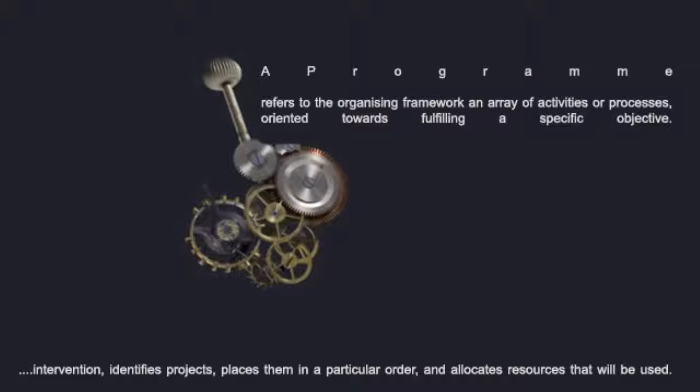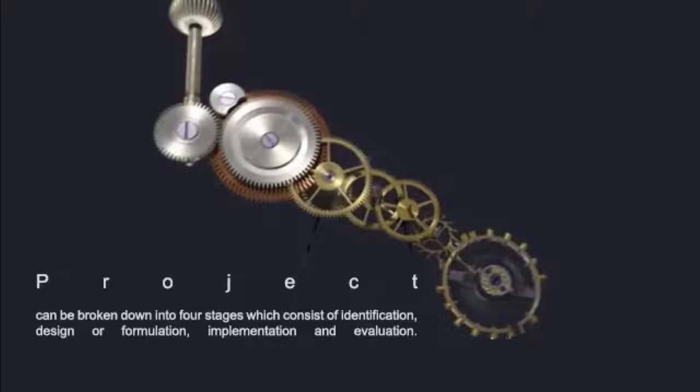A program refers to the organizing framework, which consists of an array of activities or processes orientated towards fulfilling a specific objective. It establishes priorities for intervention, identifies projects, places them in a particular order, and allocates resources that will be needed. Whereas a project is generally part of a program, it is an intervention that consists of a set of planned, interrelated activities designed to achieve defined objectives within a given budget and a specific time period. A project can be broken down into 4 stages, which consist of identification, design, implementation, and evaluation.